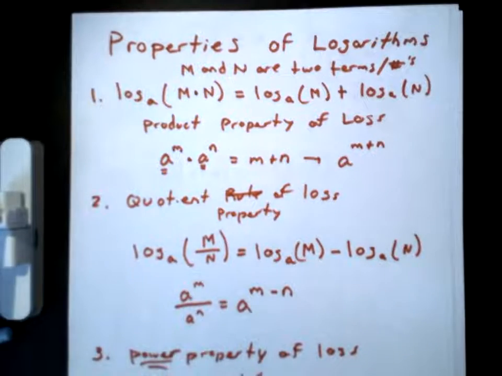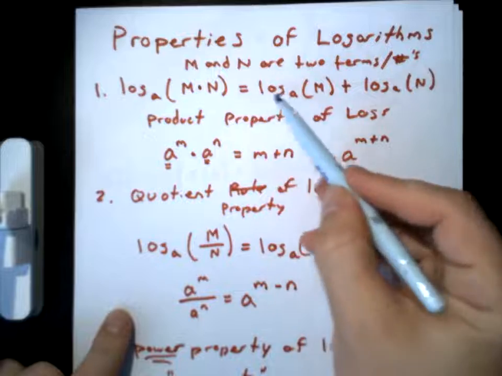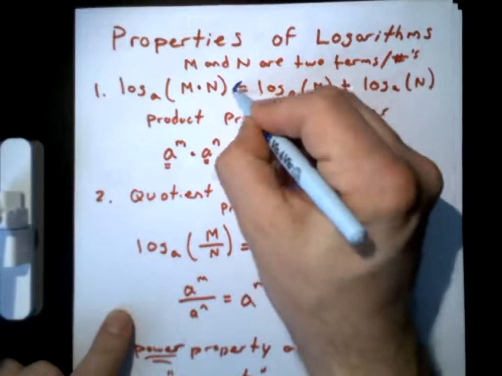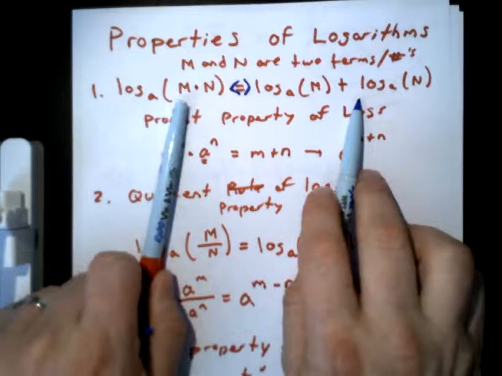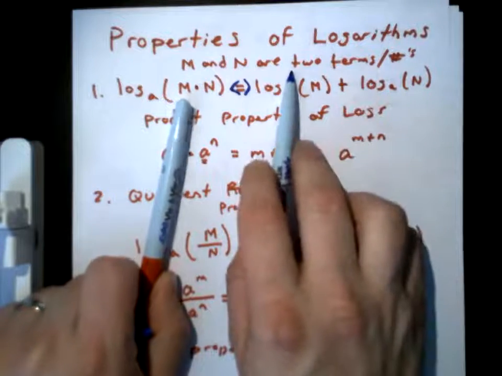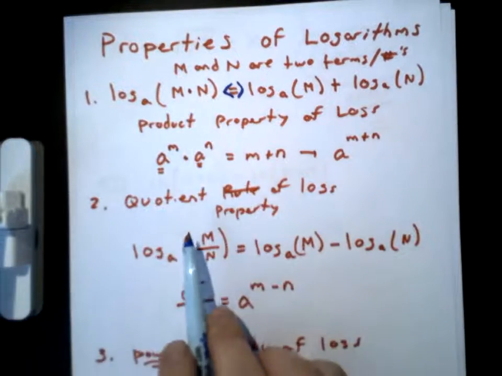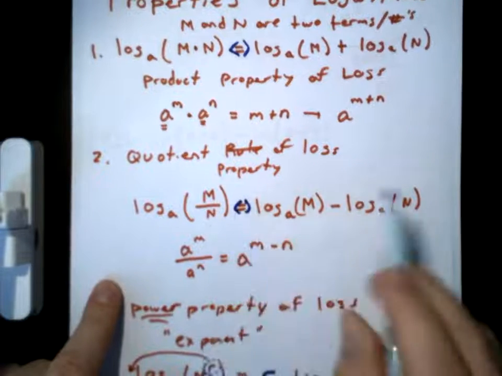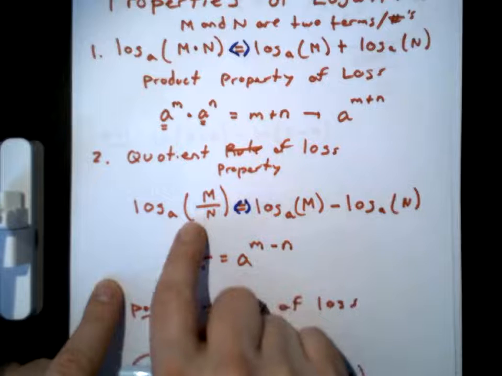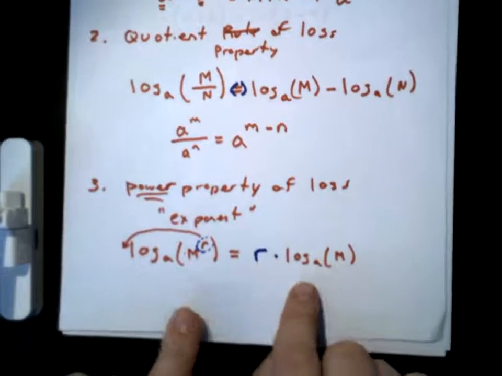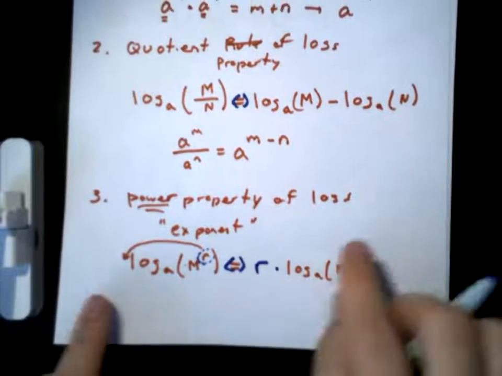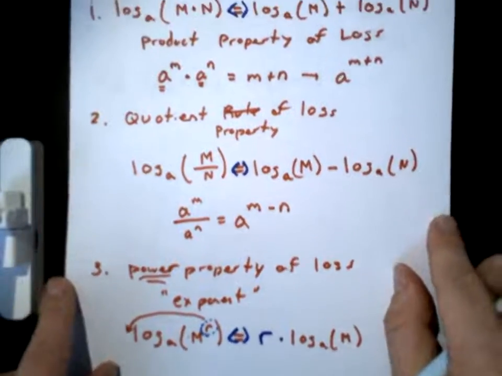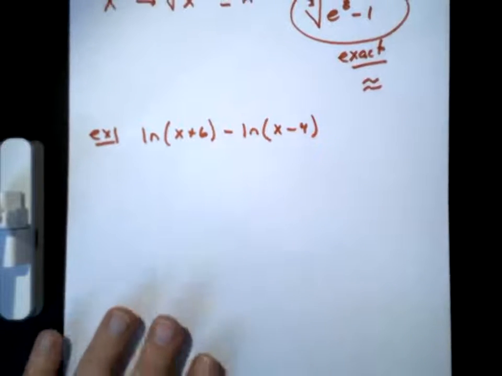Now I want you to understand this. When I write these properties, there's an equal sign here. So that means I can go this way or I can go this way. If I see something like this, I might go this way. If I see something like this, I might have to go back this way. So that means you can go either way. You have to be kind of clever here and actually look at the problem and see what you're trying to accomplish.